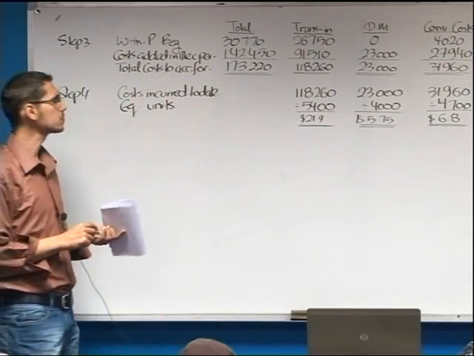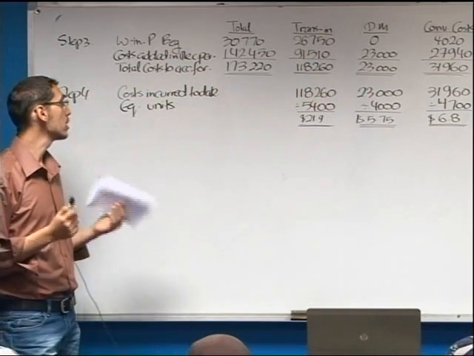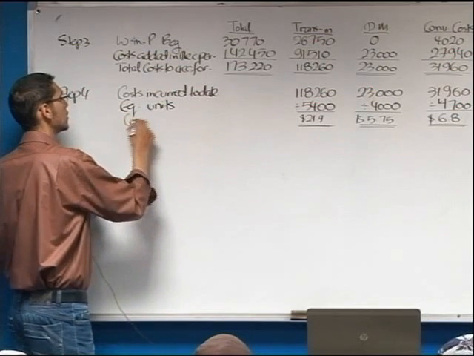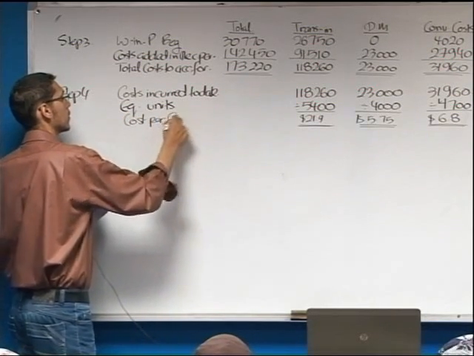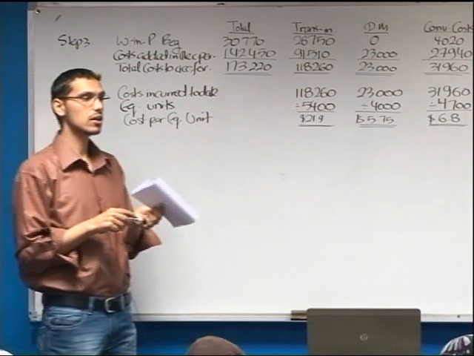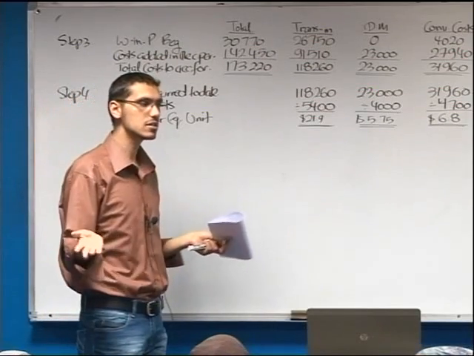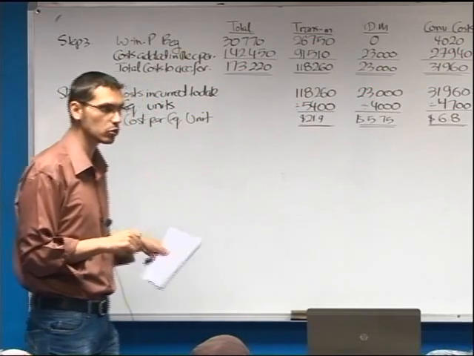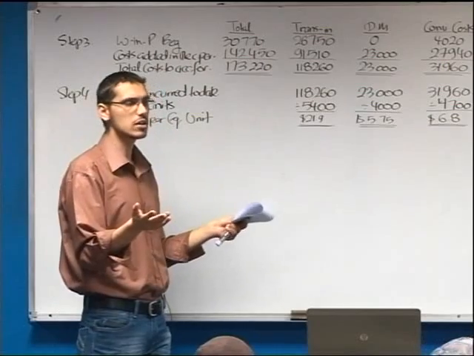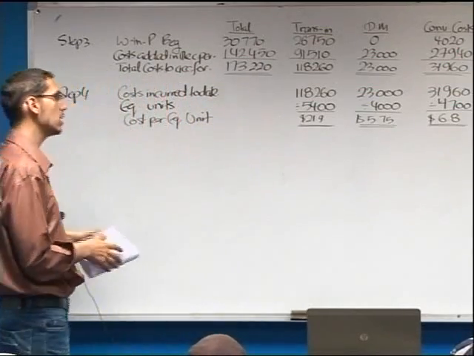Now, after calculating the cost per equivalent unit, we need to assign the costs to 2 different categories: the ending work in process and the completed and transferred out. Of course, because we know the equivalent units for these 2 categories and we know the cost per equivalent unit, we can assign the cost without any problems.